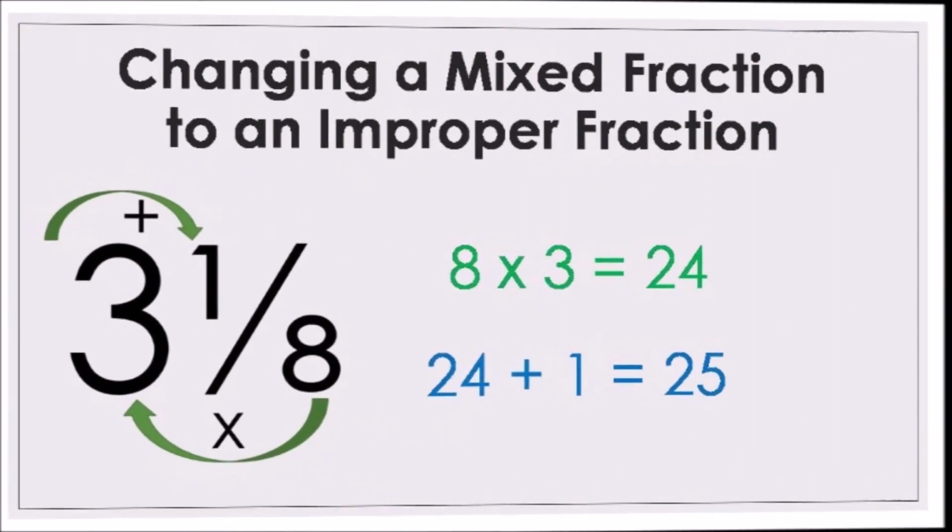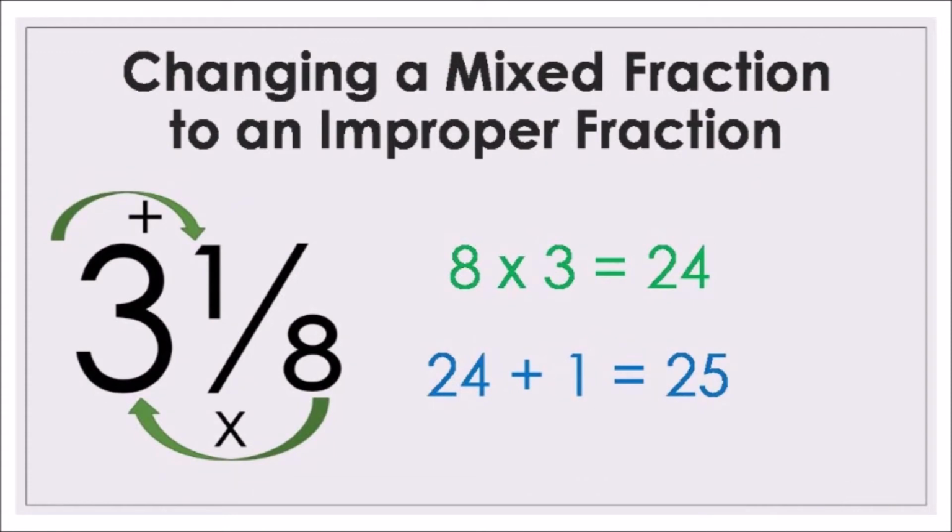Here we go. So it's 8, the denominator, times the natural number. 8 times 3, 24. Then there's 24 plus 1, because 1 is the numerator. 24 plus 1, you get 25. What do you write that 25 over?